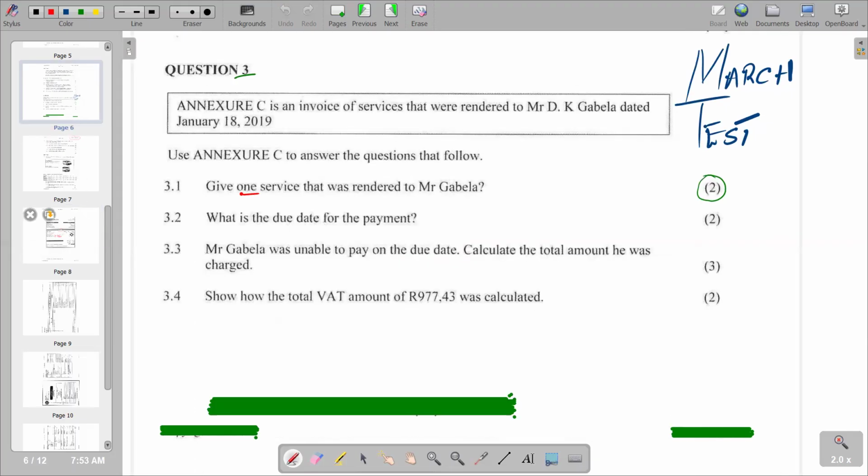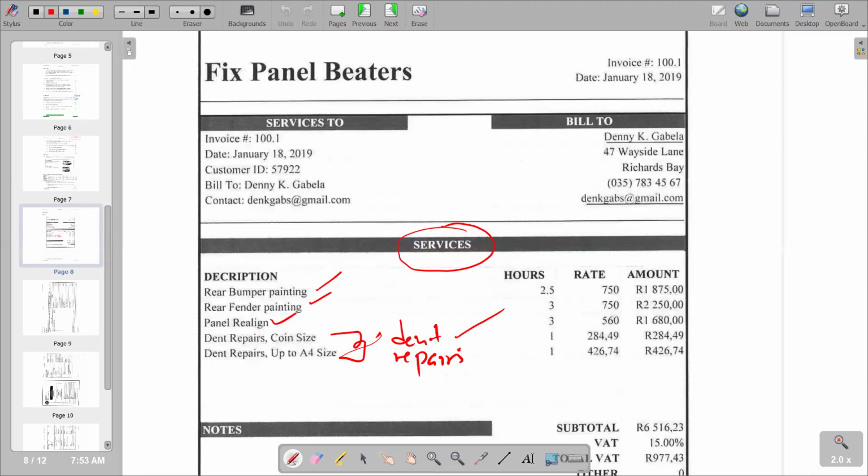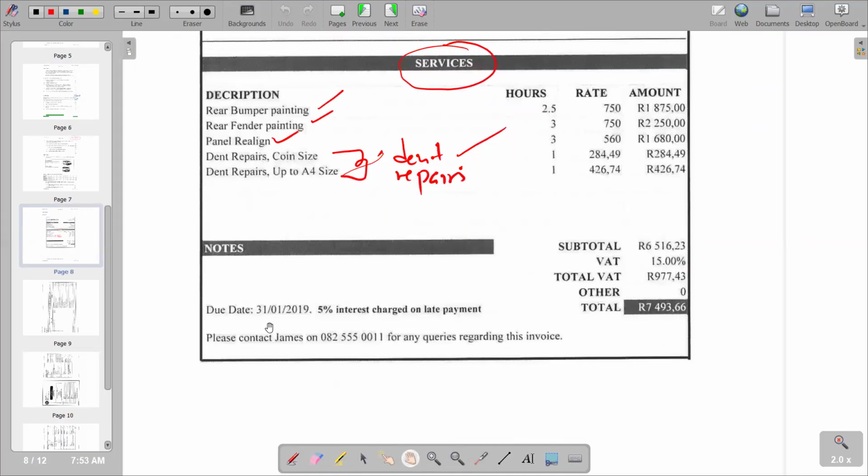So if you go to your answer section, you'll see that on our invoice, let's try to identify the due date. You see that the due date is stated there. At the end of the invoice, we have got 31/01/2019. So we are saying the due date we have 31/01/2019.